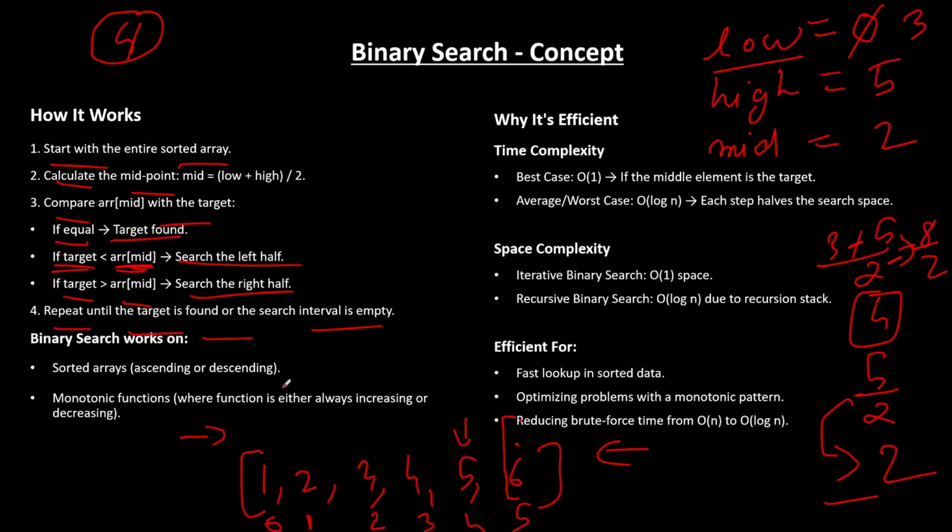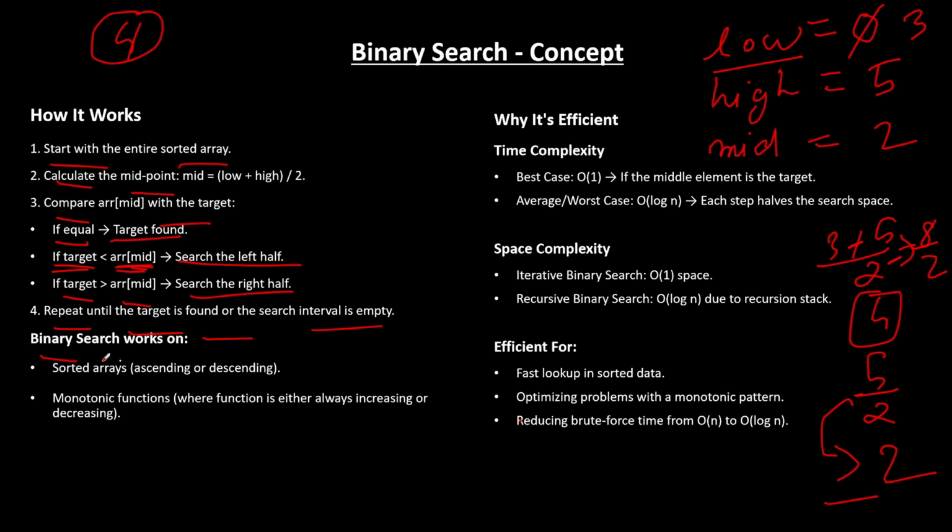And if H comes here and L comes here, because basically they cross each other, that means that the value is not present in the search space. Okay, so I hope you understood how binary search works. Now, binary search basically works on sorted arrays, ascending or descending, or bitonic arrays, as I said, or monotonic functions, right? So these are the ways where binary search happens. You have to look for a pattern there, okay?